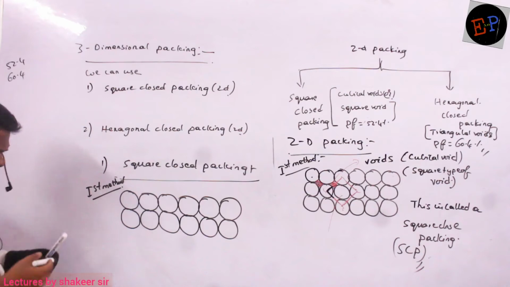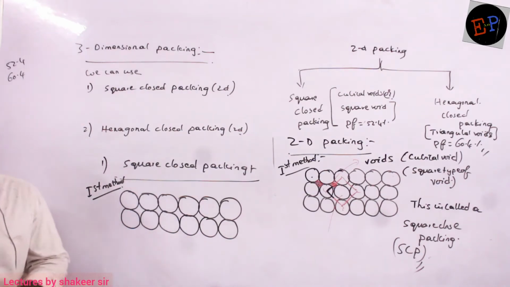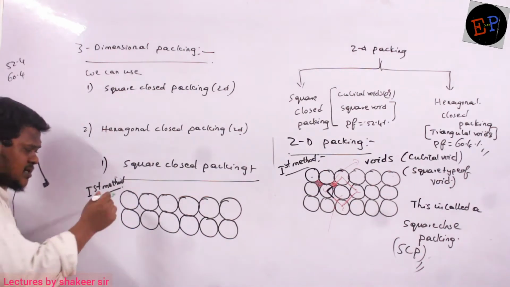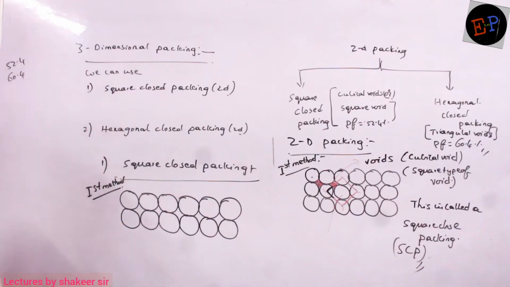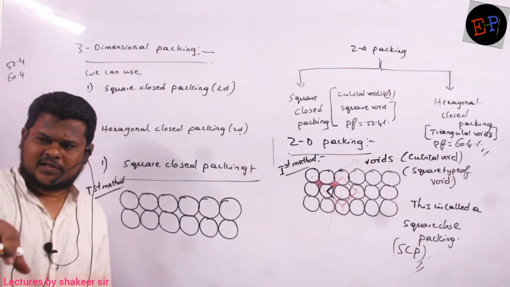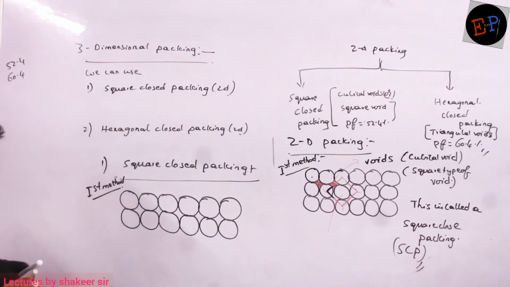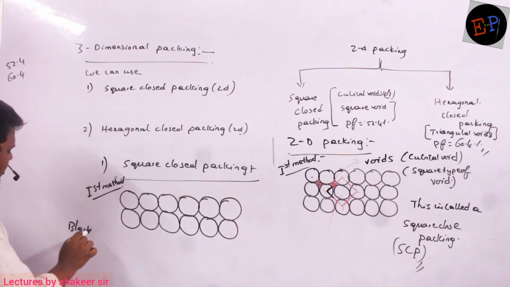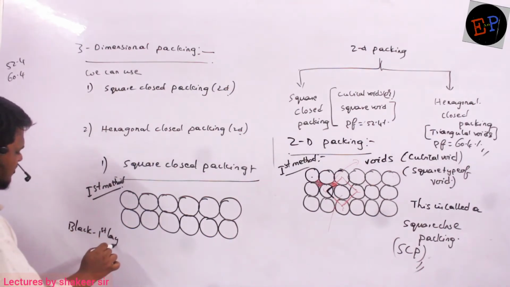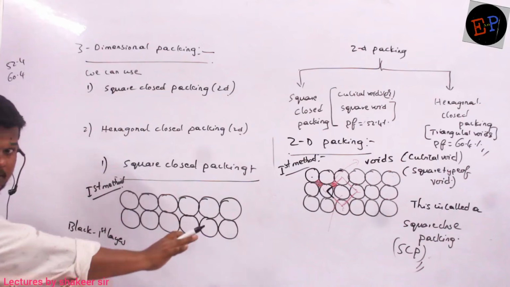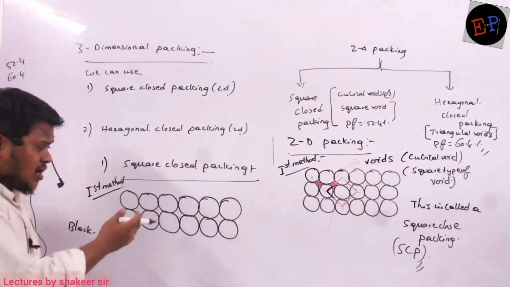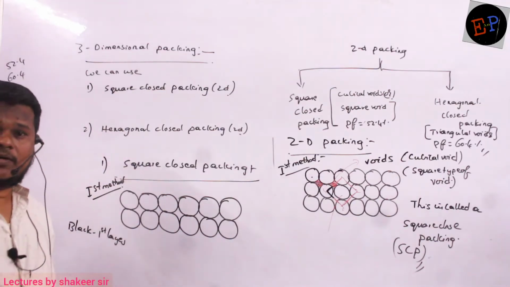Which is the first method? First method is, see, on this atom I can place one more atom. On the same atom I can place one more atom. How can I place it? Here, black color indicates the first layer. This is the first layer of atoms which are arranged in 2 dimensions. So on this one now I am going to arrange a second layer also.